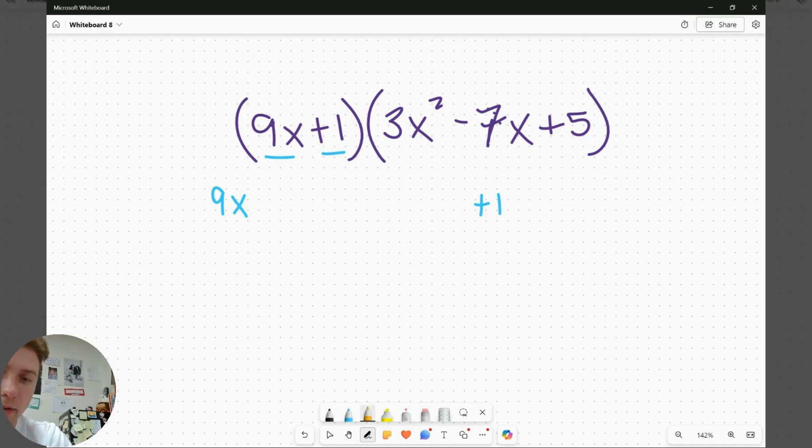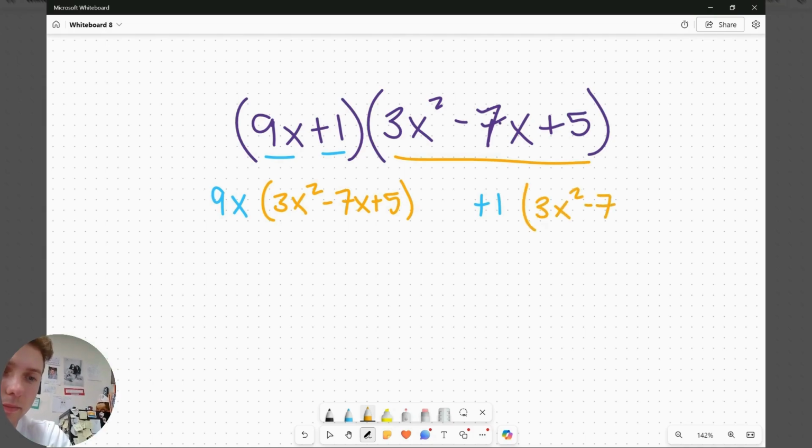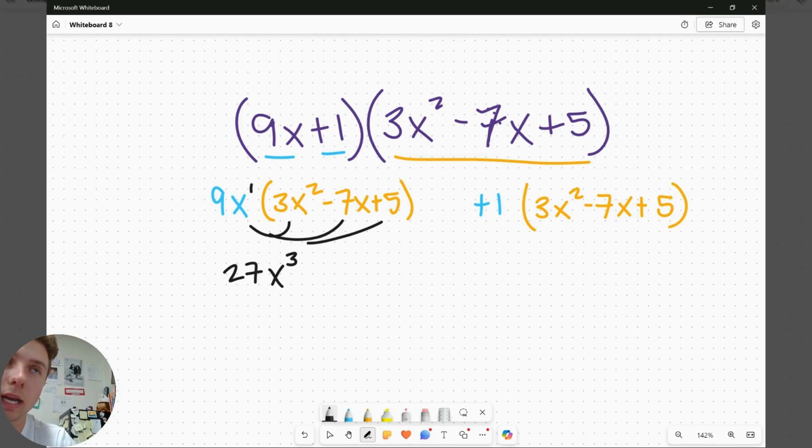So we take whatever's in the first set, multiply that with the second set. So I multiply it with 3x squared minus 7x plus 5. I take the 1, multiply it with that same thing, and I go through my distribution. Take the 9x and multiply. 9x times 3x squared would give me 27. Multiplying variables, add the exponents. X to the first times x squared gives me x cubed.